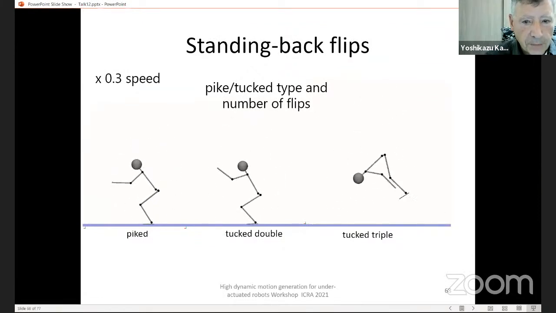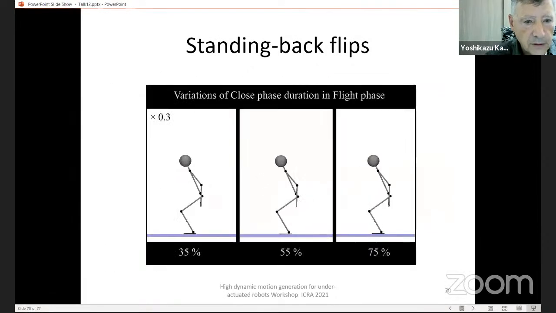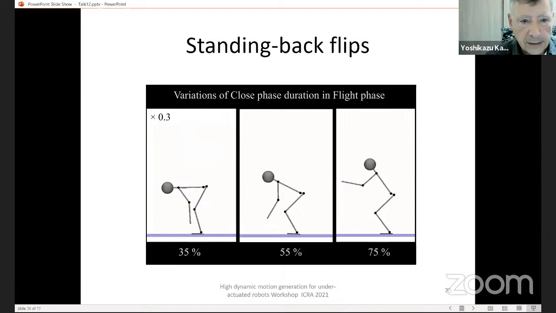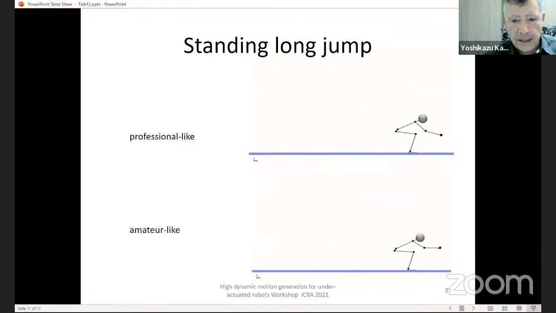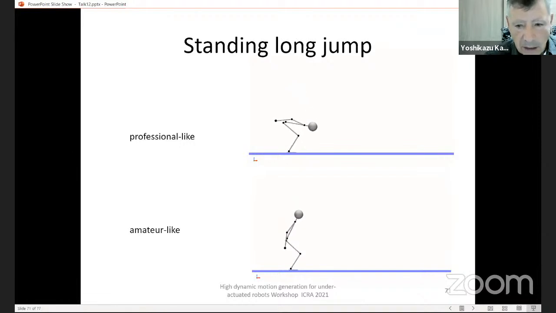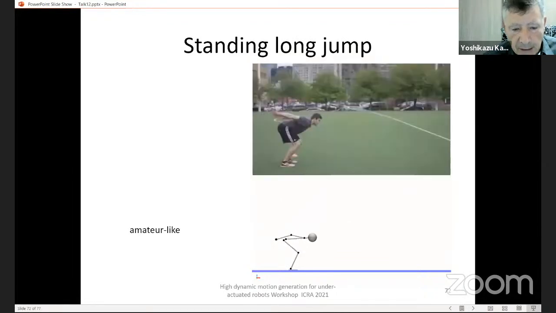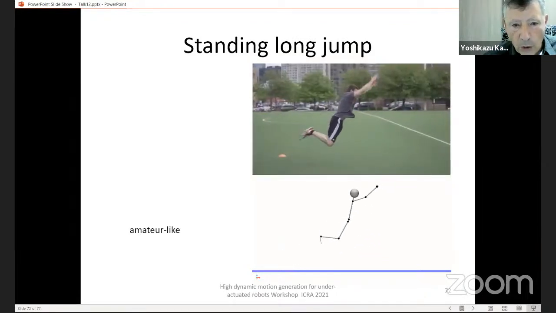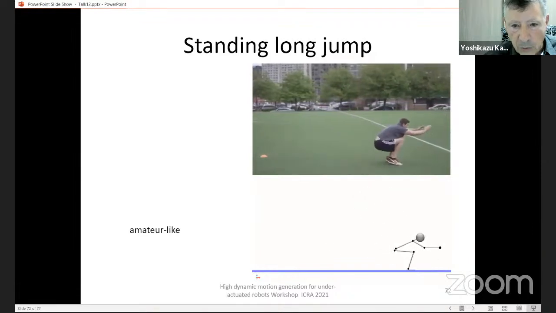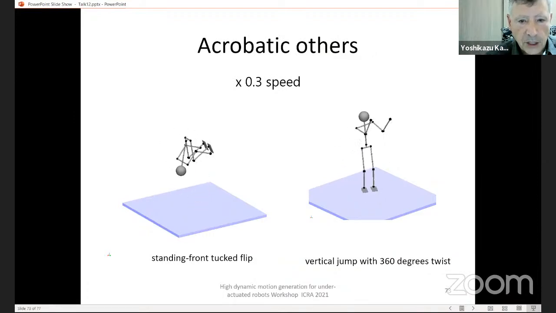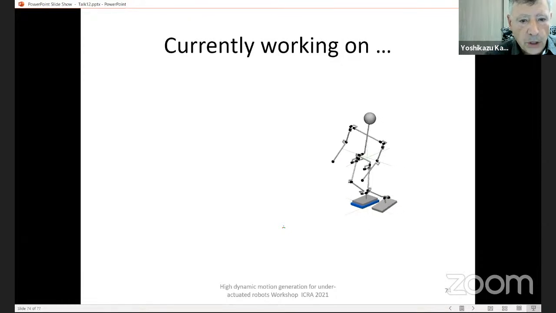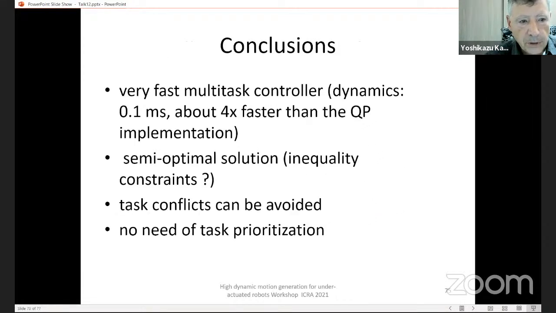This is different types of gain. These are variations in the parameters. This is a standing long jump simulation. We have a professional-like simulation where the feet go to the ground, and an amateur-like one where the feet are touching, and then you have toe rotation. In the end, we can simulate also like this. We have other acrobatic motions like standing front tuck and vertical jump, and we are currently working on this type of simulation.